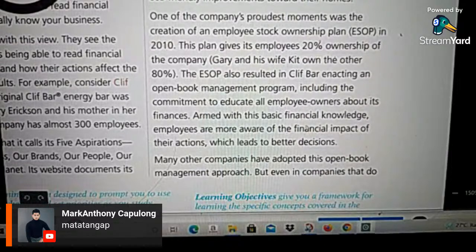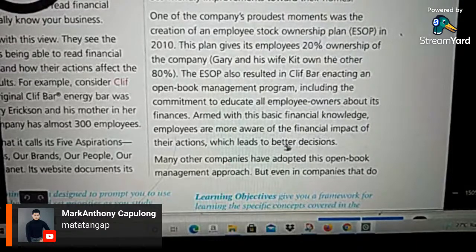Armed with this basic financial knowledge, employees are more aware of the financial impact of their actions, which leads to better decisions. So what happens to the employees? They love their company because they are part owners of the company. Many other companies have adopted this open book management approach. What do we mean by open book? Open book meaning accounting books. So we will learn what is an accounting book.